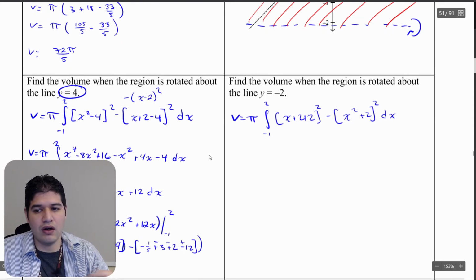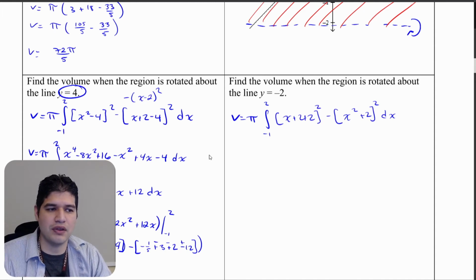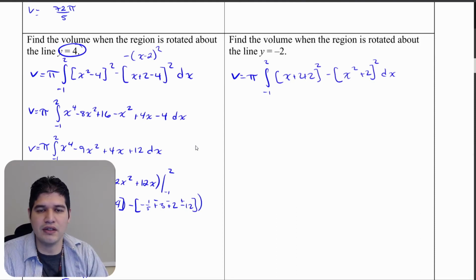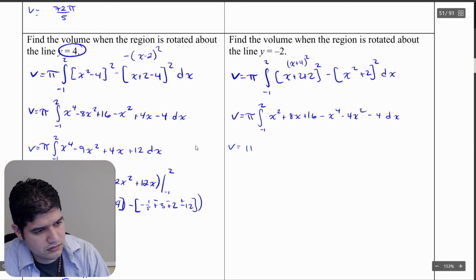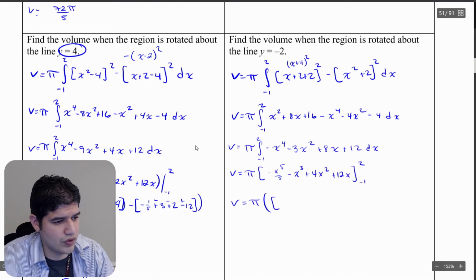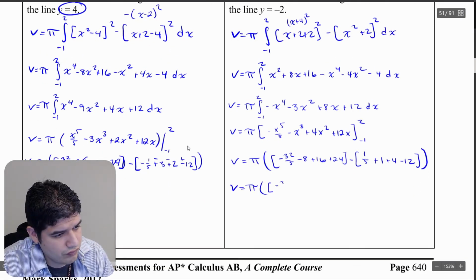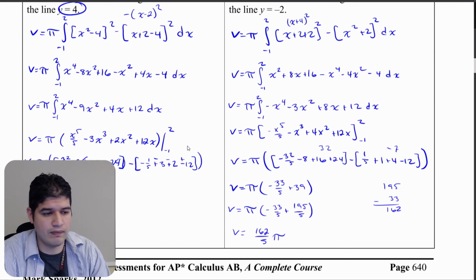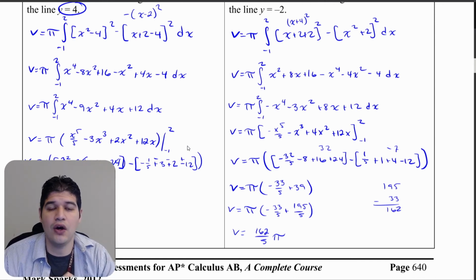And again, this is going to be all about taking the time to simplify this, integrating, doing the antiderivative, and applying the fundamental theorem of calculus. Since those are already skills that you know from previous videos, we're just going to speed up the video here, and I'll see you at the end. And our final volume for this final problem in this video is going to be 162 pi over 5.